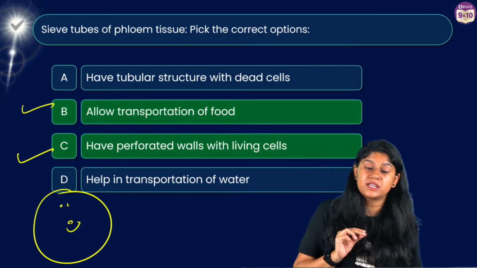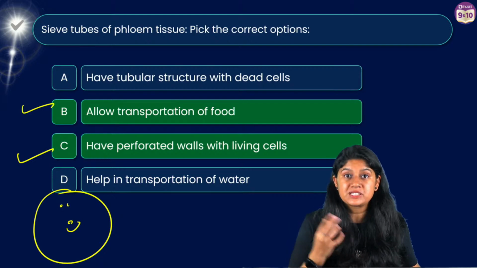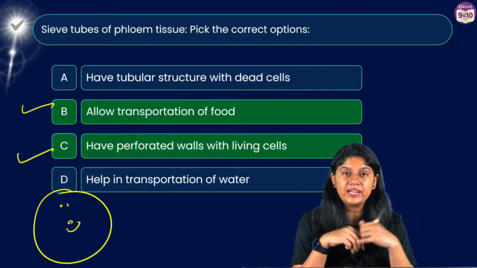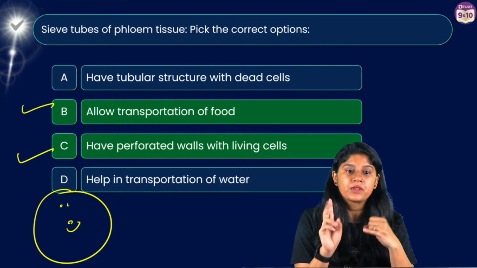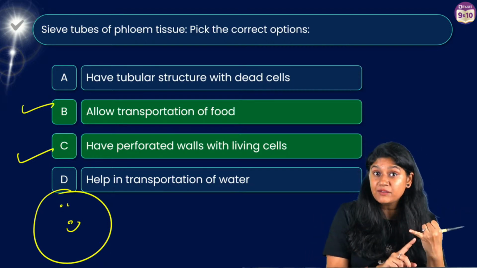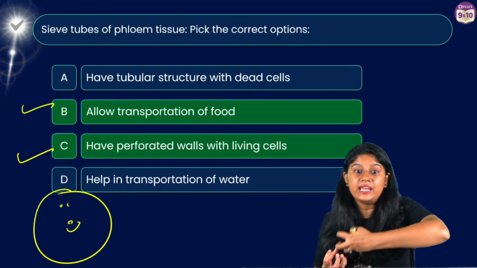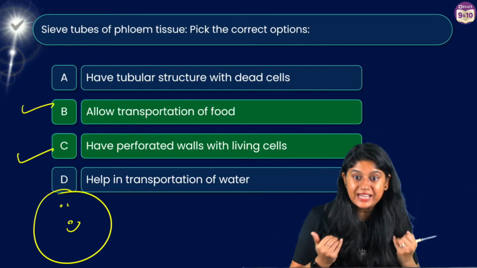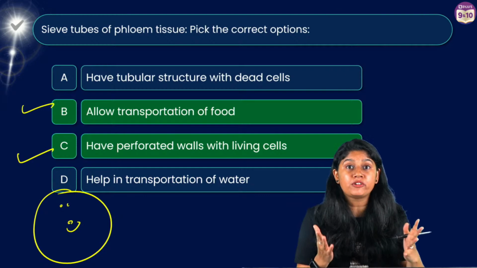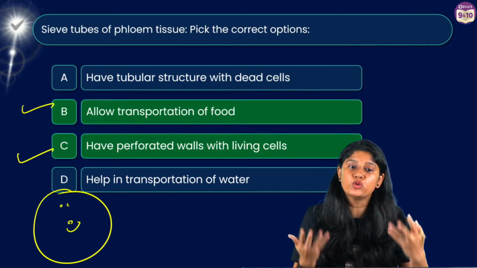Gulab Singh, phloem is a part of the vascular tissues, right? In vascular tissues, we have two. We have xylem, which helps in the conduction of water. Who is taking water from the soil to the whole plant? Xylem. Phloem is playing a very important role in the transportation of food.